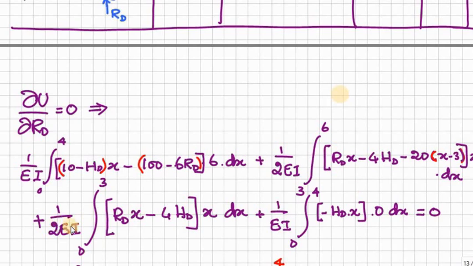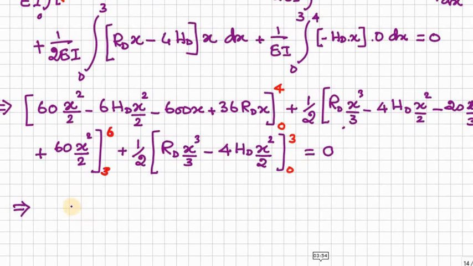Similarly, EC or CE section, 1 by 2EI but 0 to 3 meter. This is the mx, and this is dou mx by dou RD. Here this is the CD column, 1 by EI, 0 to 4. Then this is the mx and there is no term RD in the mx term, so that dou mx by dou RD is equal to 0. So this entire term will get cancelled, will be 0. Therefore this is the expression after integration.